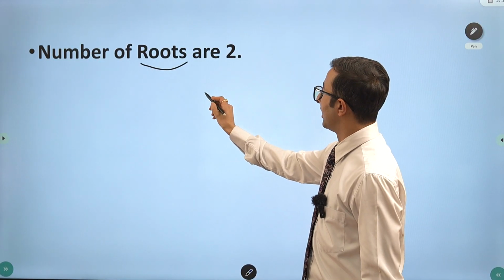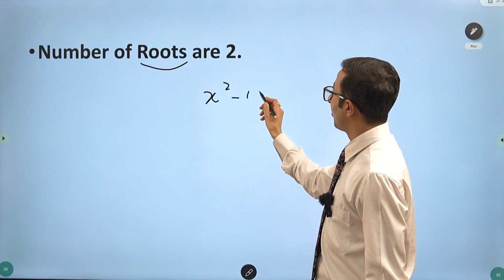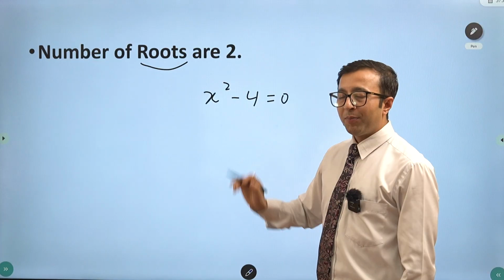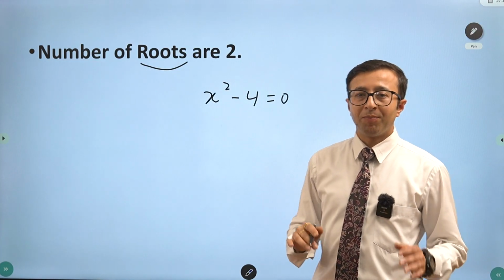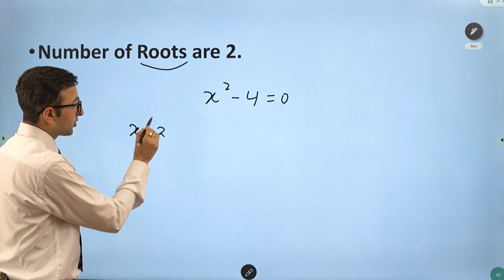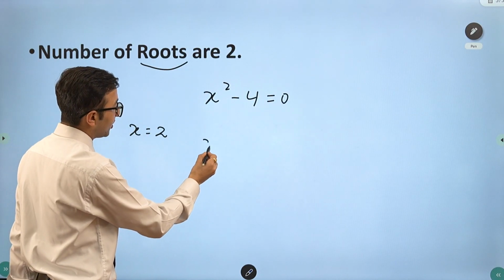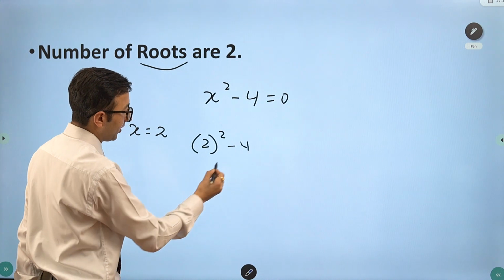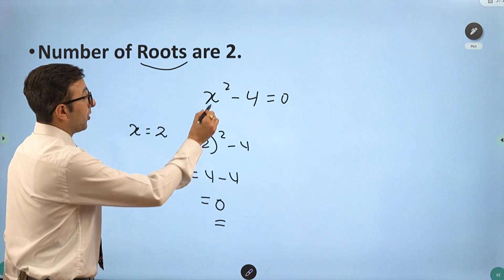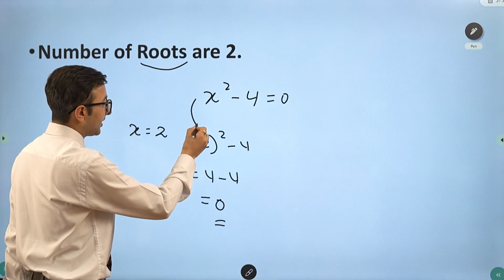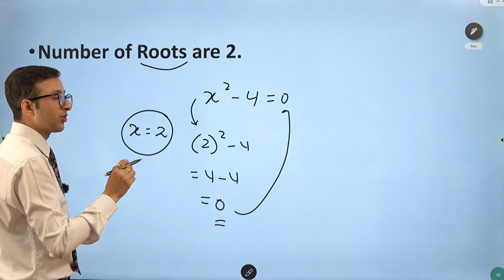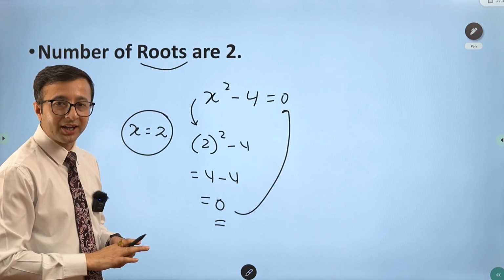For example, x square minus 4 is equal to 0. This is a quadratic equation. What are the possible values of x here? One of the values is 2. Just verify it. 2 square minus 4 is 4 minus 4, which gives us 0. So we have started from the left hand side and we are getting the right hand side. It means that x equal to 2 is one of the roots of this quadratic equation.